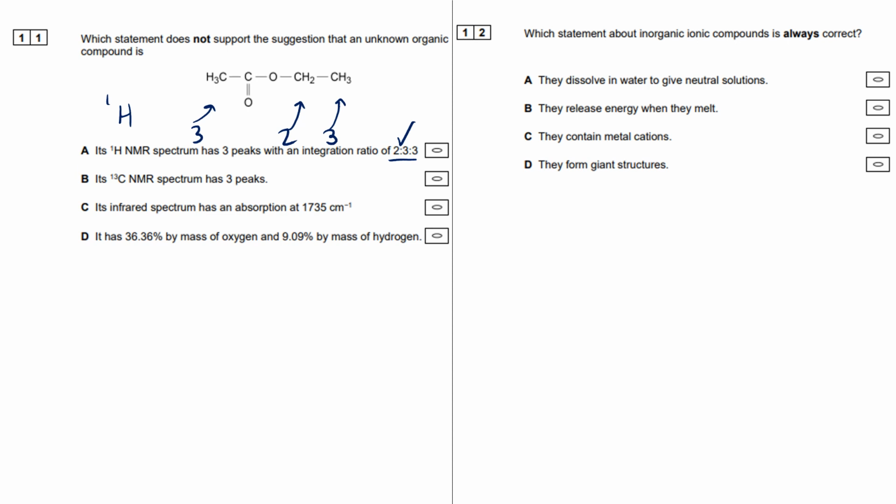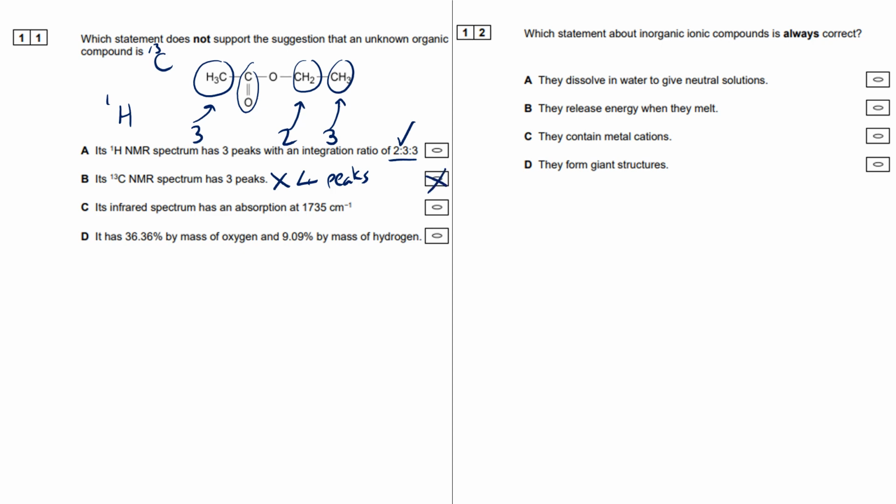Does its carbon NMR have 3 peaks in the spectrum? So does it have 3 carbon environments? So I'll circle each one of the carbon environments. There's 1 carbon environment, there's its second carbon environment, there's 3, and there's 4. So there are 4 different carbon environments. Notice there's no symmetry. So there'll be 4 peaks, not 3 peaks. So statement B is the incorrect statement there.